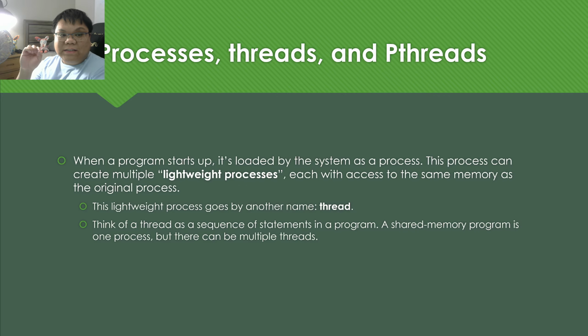So processes can't share things with one another. Threads can. So when a process creates multiple threads, all those threads can share the same resources in memory as the original thread, as the parent thread. Think of a thread as a sequence of statements in a program. A shared memory program is one process, but there can be multiple threads.